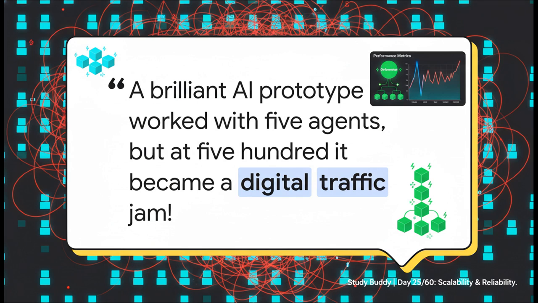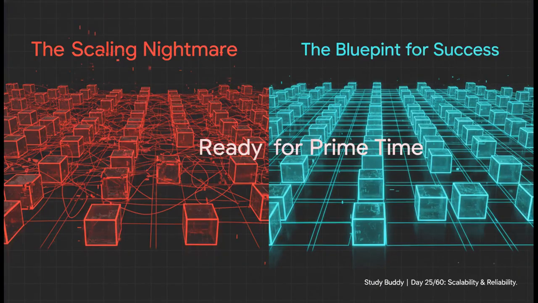But then comes the big day, you scale it up to 500 agents, and bam! The whole thing just grinds to a halt. Communication lines get flooded, agents start tripping over each other, and the entire system crashes. A total digital traffic jam. Sound familiar? Yeah, it's the classic scaling nightmare.